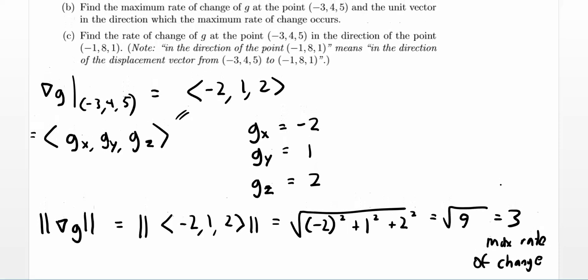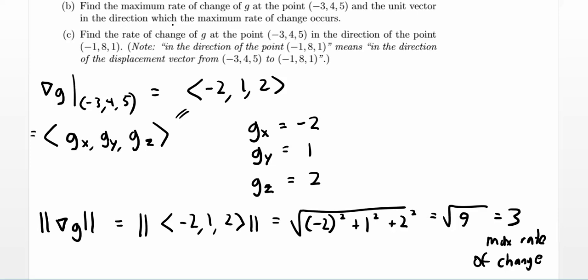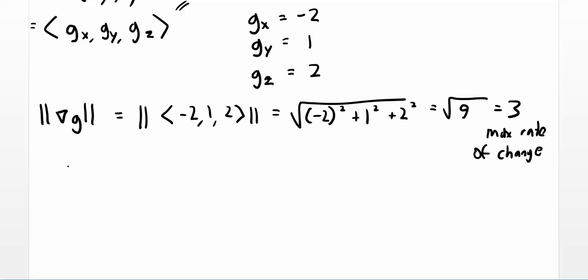And then they ask us to find a unit vector in the direction in which the maximum rate of change occurs. Well, the direction in which the maximum rate of change occurs is the gradient. That's the whole point of finding the gradient, is to find the direction in which you get the maximum rate of change. So if we want the unit vector, all we need to do is rescale the gradient so that it has a magnitude of 1. Remember, the way that we did that is we would just multiply the gradient by 1 over the magnitude.